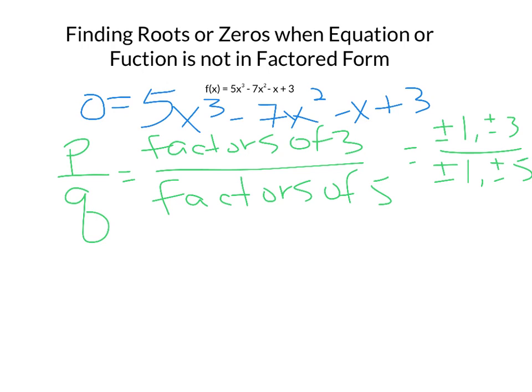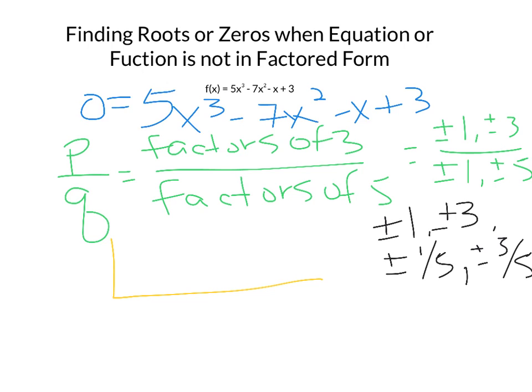My possible rational roots would be plus or minus 1 and plus or minus 3, and I'd also have plus or minus 1/5 and plus or minus 3/5. Remember, to determine which of these 8 possible ones are actually a root or a zero, I need to use synthetic division to test. So when I set up my synthetic division, I'm going to take my coefficients here, 5, -7, -1, and 3, and I'm going to choose one of my 8 to possibly test. I'm going to start off and just try 1.